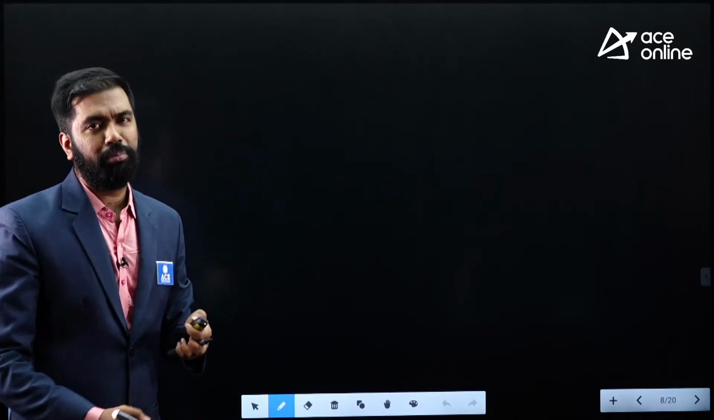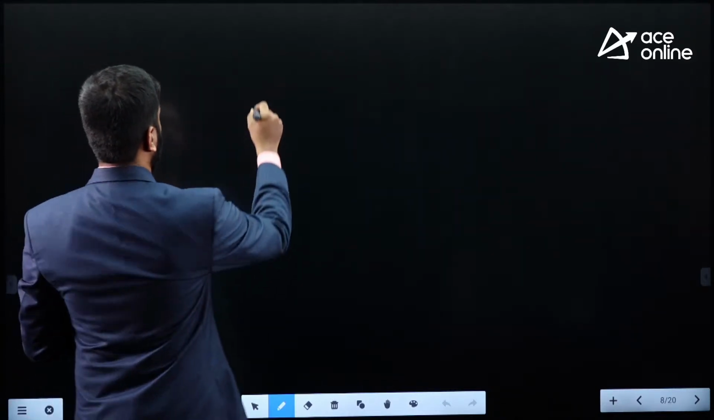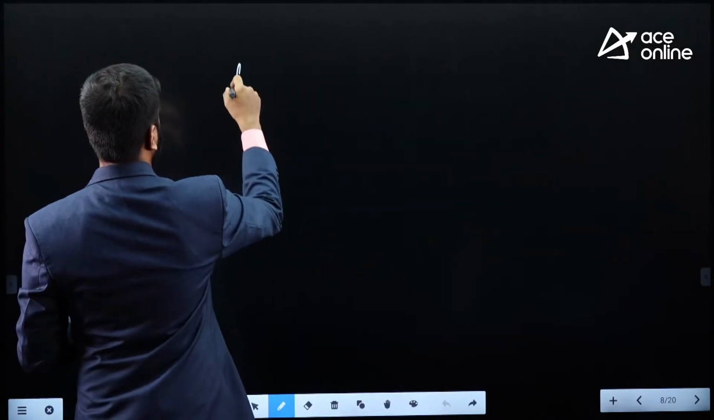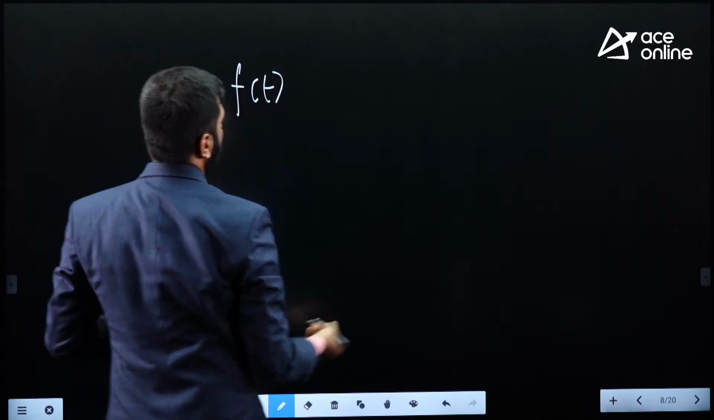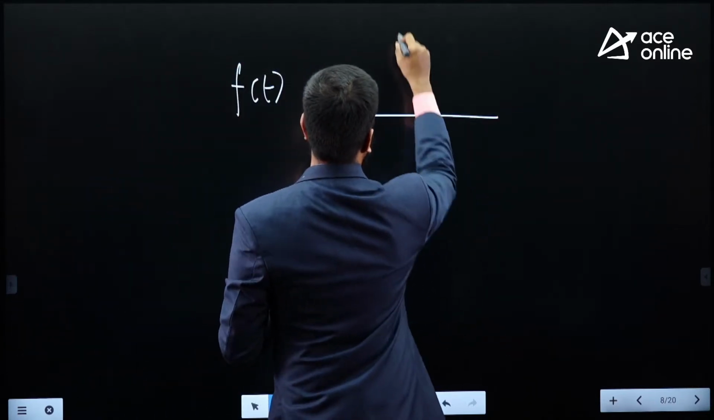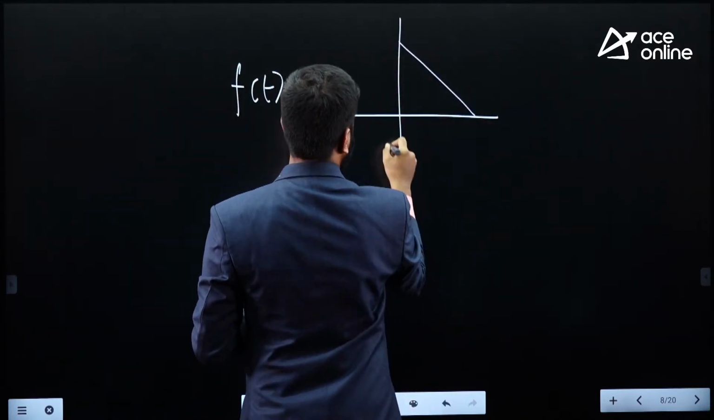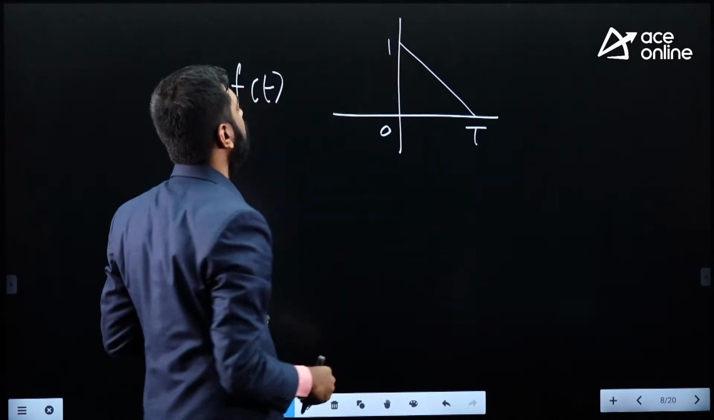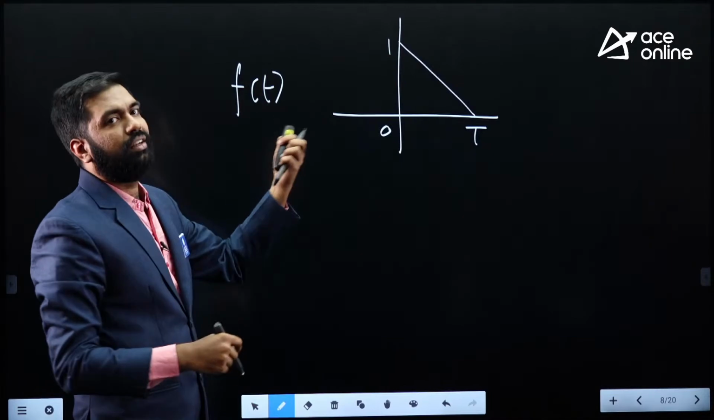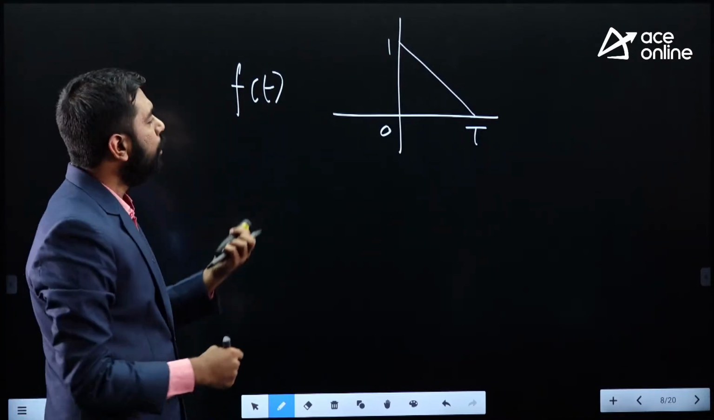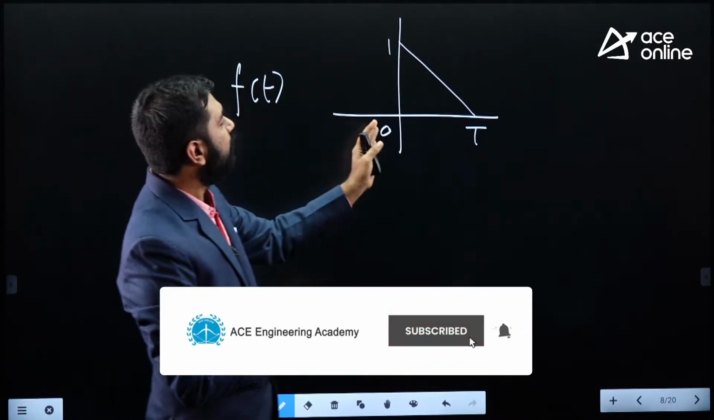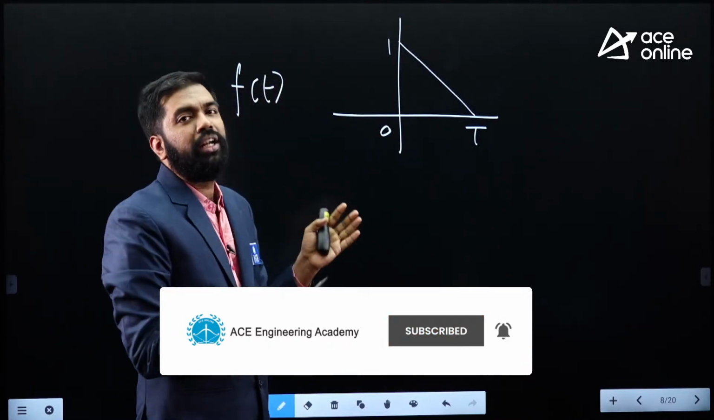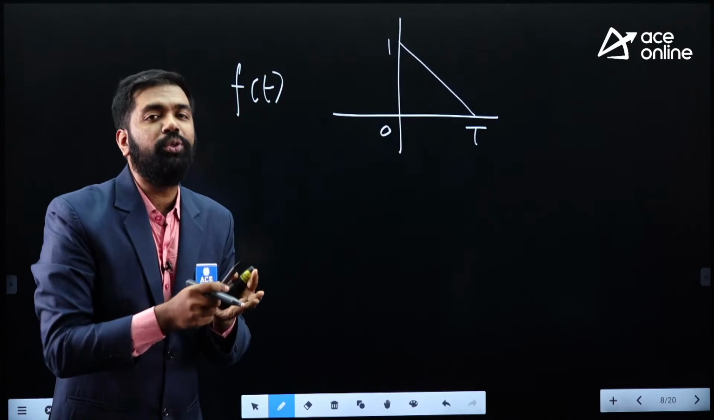Before I proceed with the symmetries, I just want to show you some basic operations. Suppose I give you a signal f of T like this. Let's draw this. Let's say this is 0, this is T, and let's mark this as 1. So I have drawn a signal f of T. Now if I ask you to rotate this about the y-axis, how do you do that? If I ask you to rotate this about the x-axis, how do you do that?